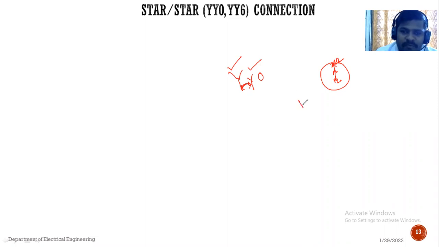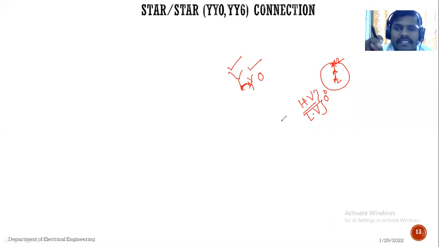If we consider the primary as the HV winding and the secondary as the LV winding, then the phase displacement between the HV and LV is a 0 degree phase displacement. All of you understand this first.